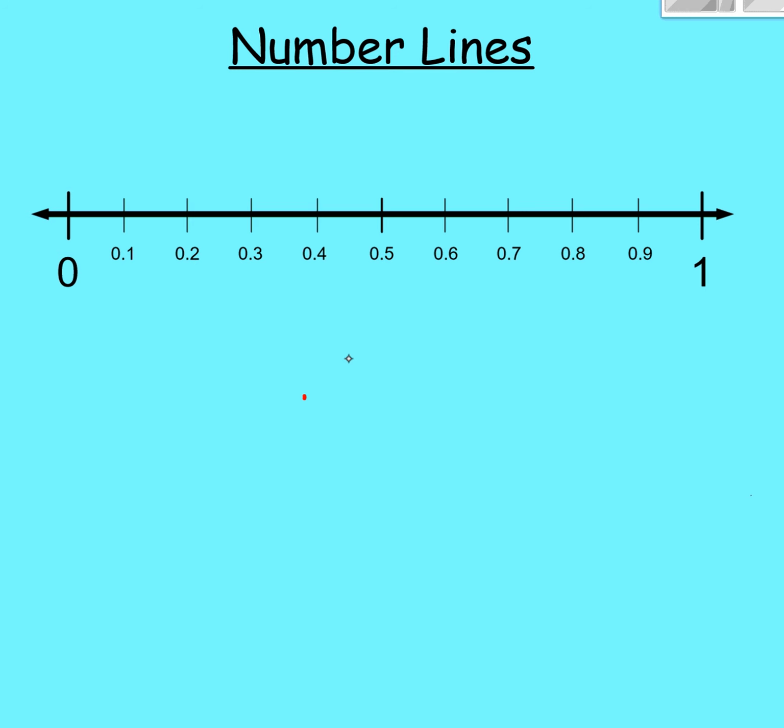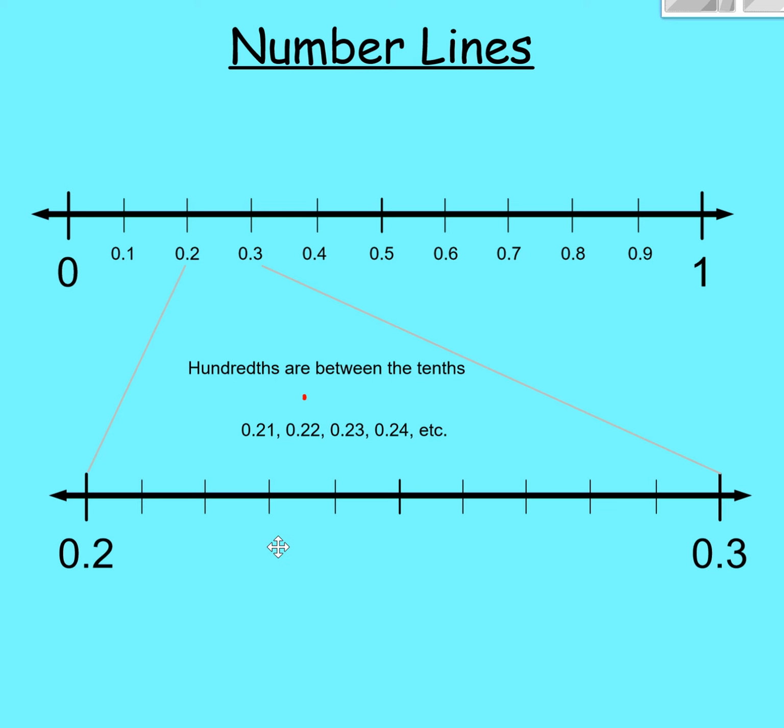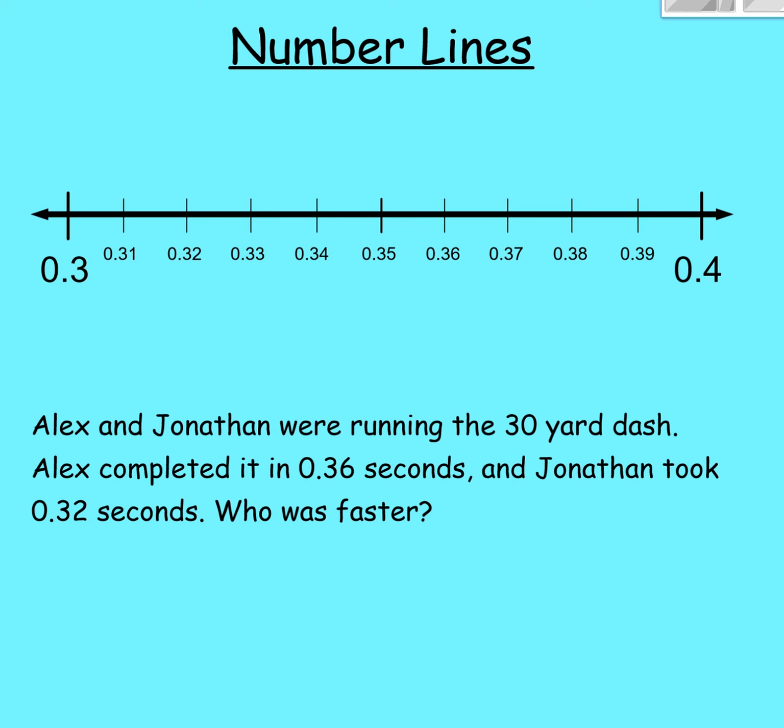So if we were to take a look, for example, between 2/10 and 3/10, we would find 21 hundredths, 22 hundredths, 23 hundredths, 24 hundredths, and so on, 25 hundredths, 26 hundredths, 27 hundredths, 28 hundredths, and 29 hundredths. They're all nestled in between each of our tenths. So let's look how we can make that useful on our number lines.